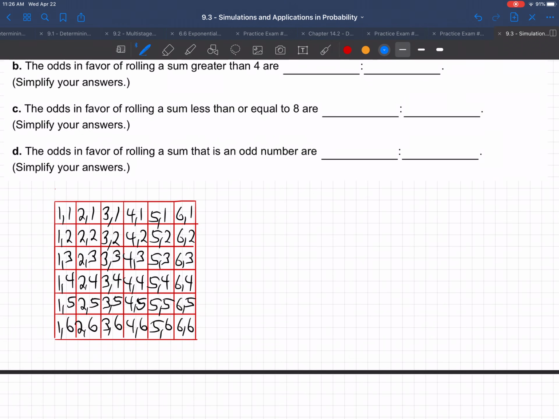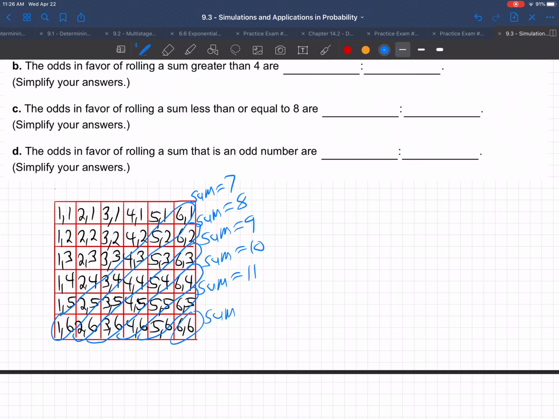If you look right in the middle column, right there, all of those numbers sum to be 7. Right? 6 and 1, 5 and 2, 4 and 3, etc. They all add up to be 7. And if you go the next diagonal, it's all about the diagonals here. The sum is 8. The next diagonal, the sum is 9. Next diagonal, the sum is 10. Next diagonal, sum is 11. This last entry, the sum is 12.